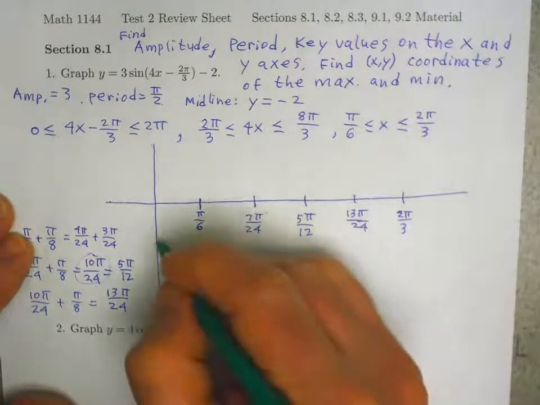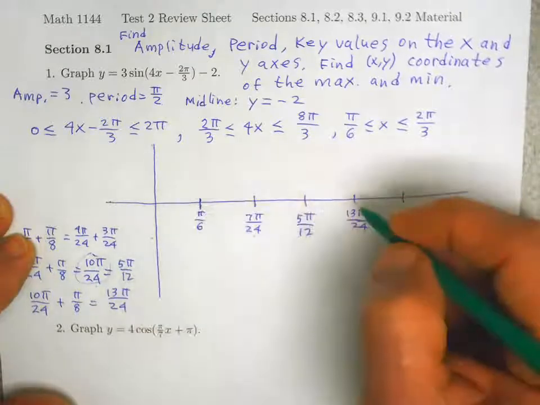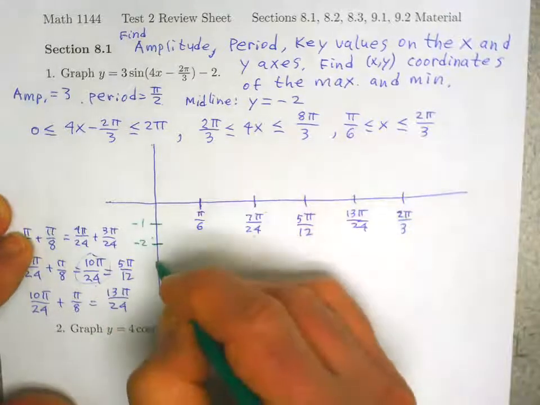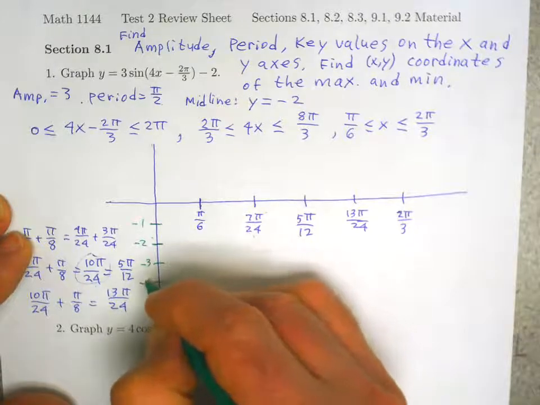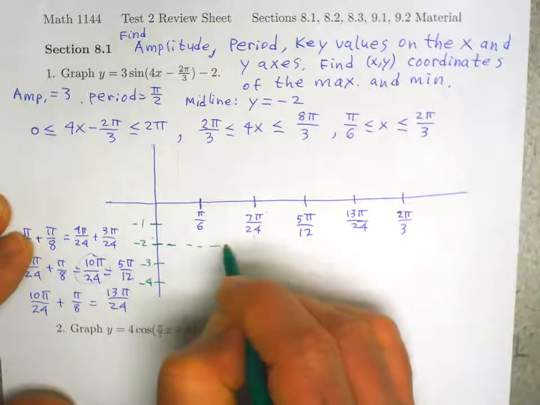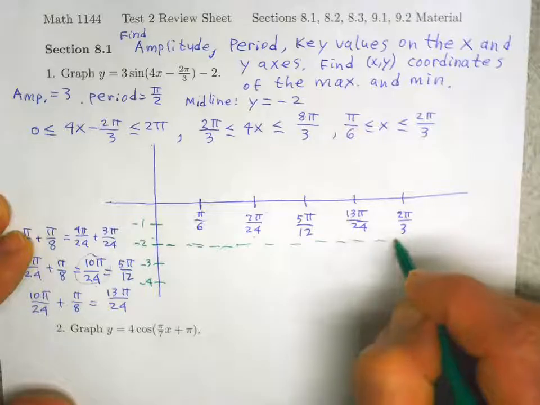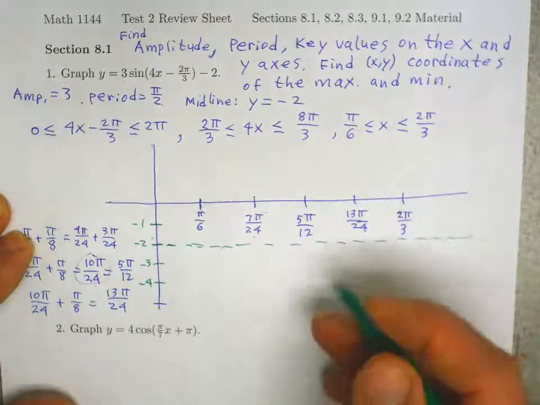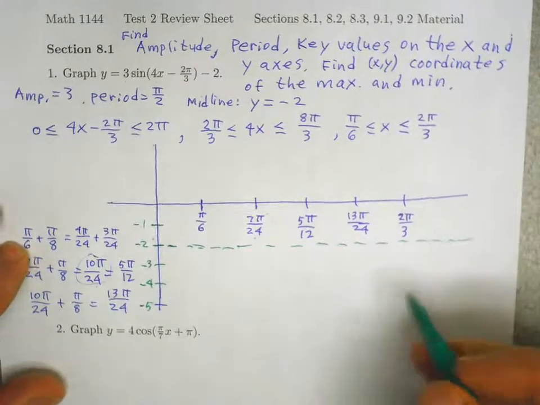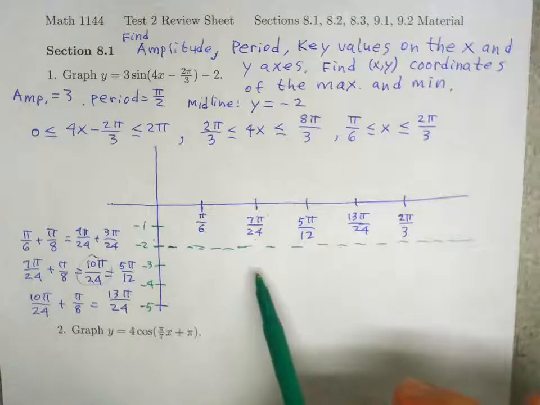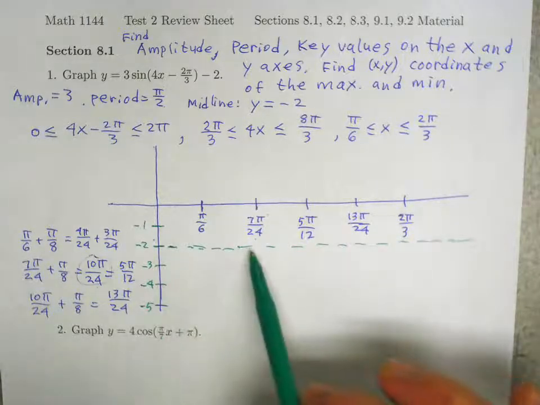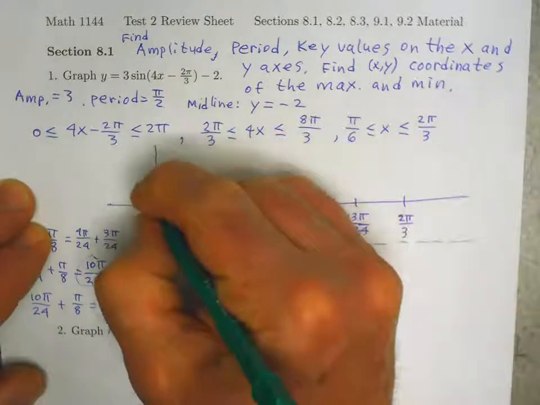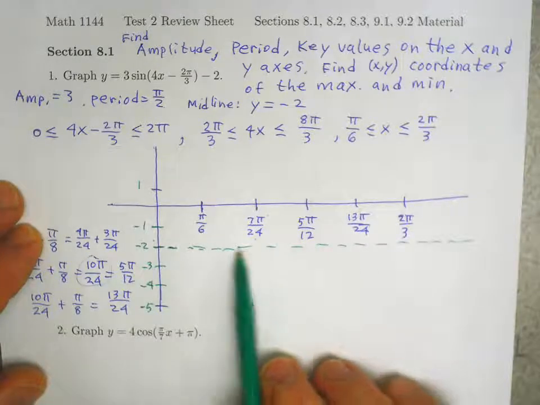Okay, the midline, well, I don't want to run out of room, so the midline is y equals negative 2. So this is the midline. And the amplitude is 3. So the minimum y value will be negative 5, because it has to be 3 below the midline, and the maximum value will be positive 1, because the maximum value will be 3 above negative 2.